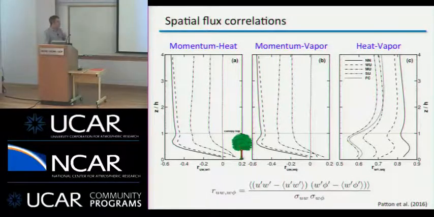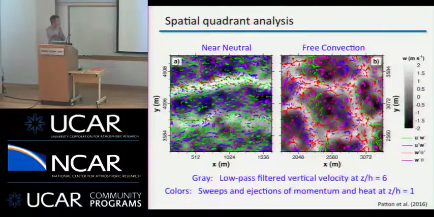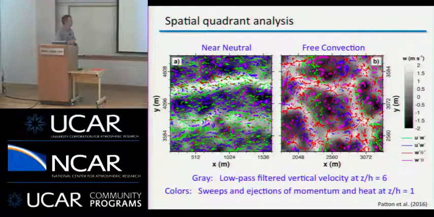So what causes this? In gray, I'm looking at a low-pass filtered vertical velocity slice at that same height of 6 times the height of the trees. So it's just the large-scale flow. We're just looking at the large boundary layer scales of motion, and just the large scales are left in the plot. But then the colors are representing basically a quadrant analysis of the fluxes.